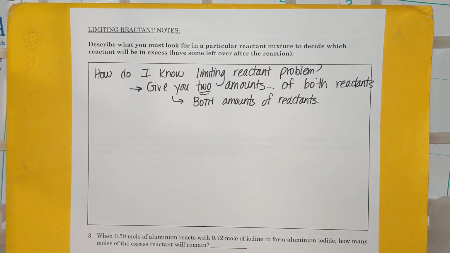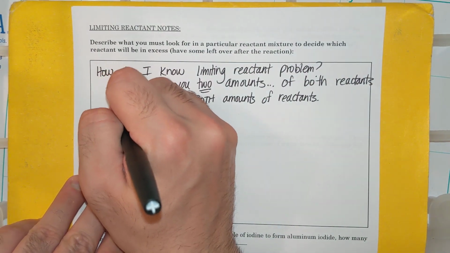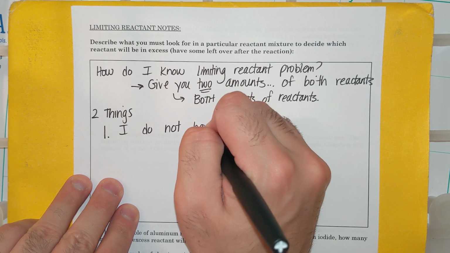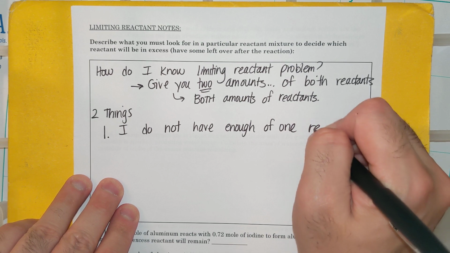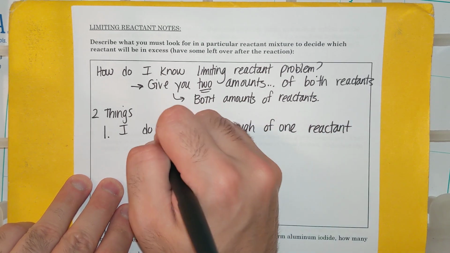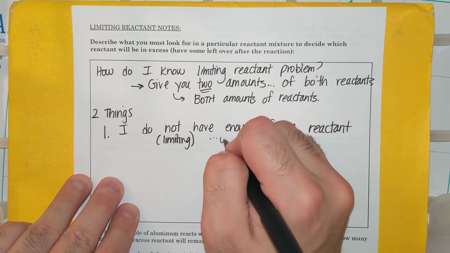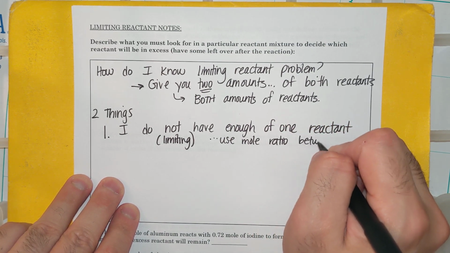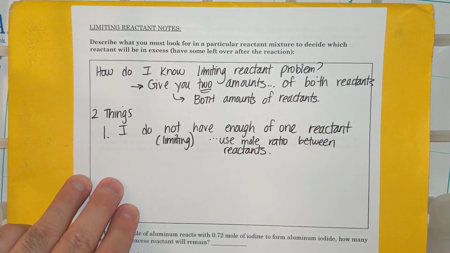And now, what else am I going to look for in a particular limiting reactant problem, or how do I know I have limiting? There are two things. Either I do not have enough of one reactant. That one that I don't have enough of is going to be limiting. And how do I figure that out? Use mole ratio between reactants. And you'll see if I have enough or if I have excess.